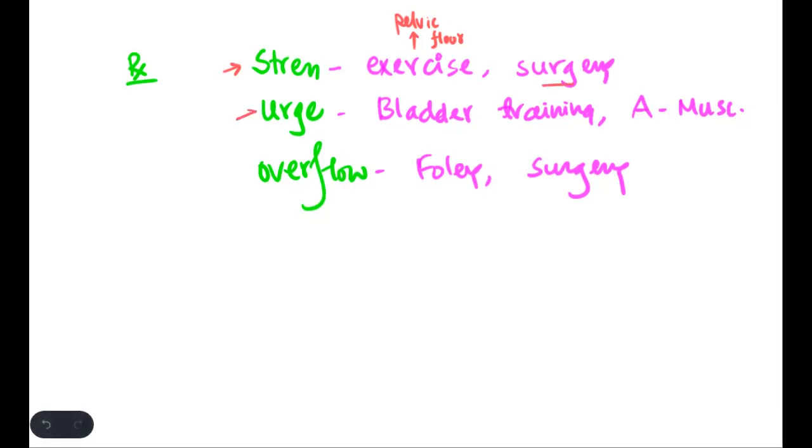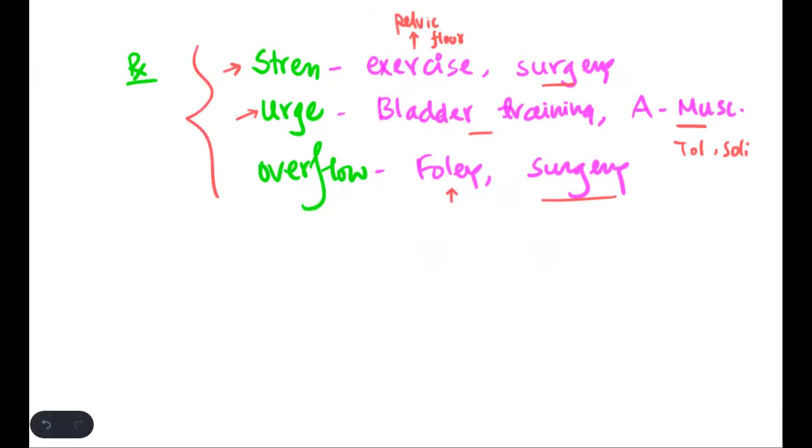In patients with urge incontinence, bladder training will be a valuable tool to reduce the overactivity of the bladder and control the bladder. And we also can give antimuscarinics such as tolterodine and solifenacin. In patients with overflow incontinence, the initial treatment is Foley catheterization, and we can also do surgery for curing the underlying cause, such as prostatectomy for BPH.